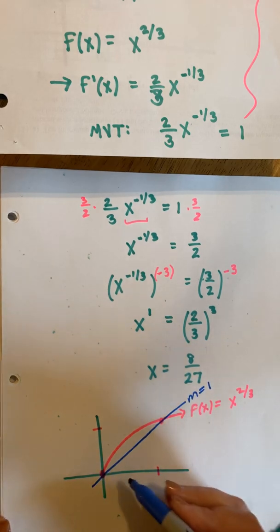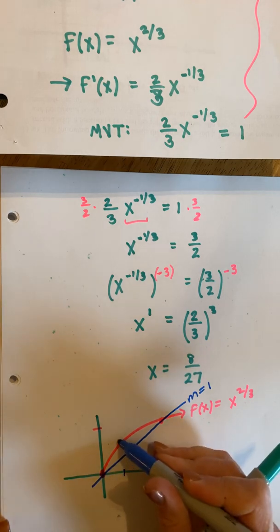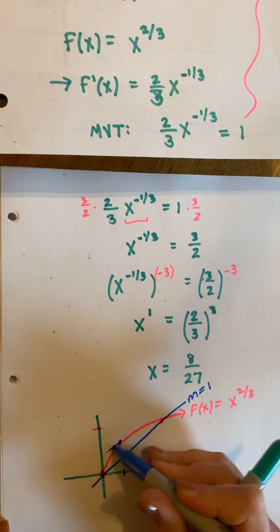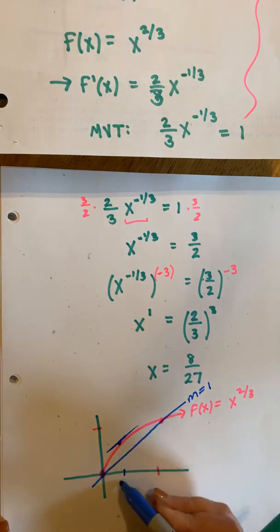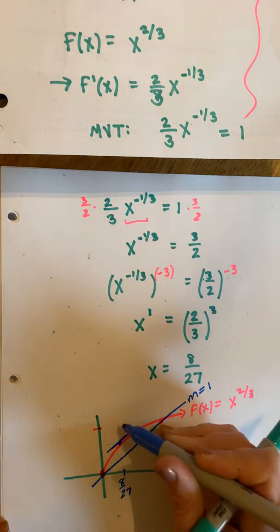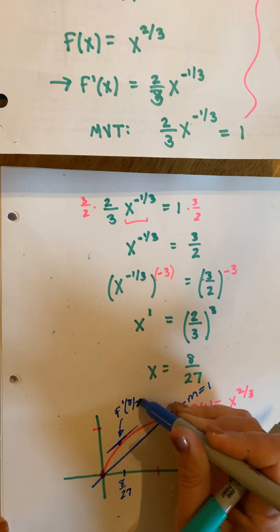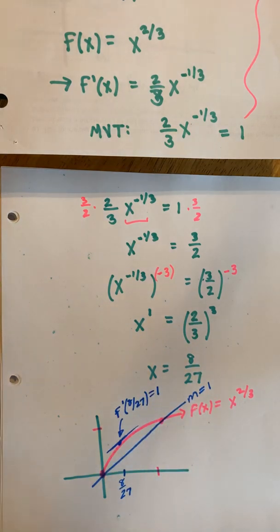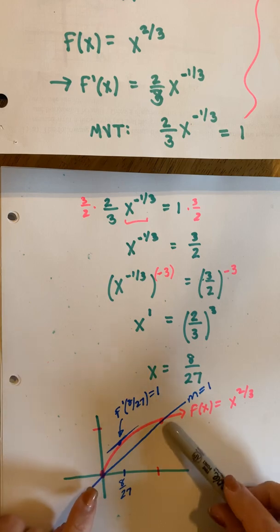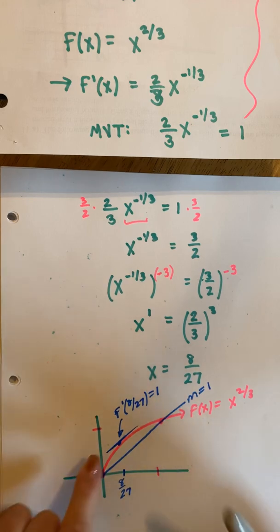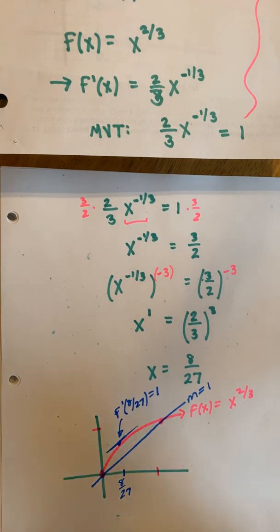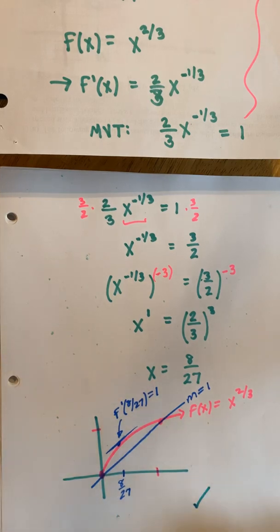it's about, I don't know, about right here. This is the slope of the curve right here at 8/27, which also equals 1. So the average rate of change from 0 to 1 is 1. The instantaneous rate of change at 8/27 is also 1.